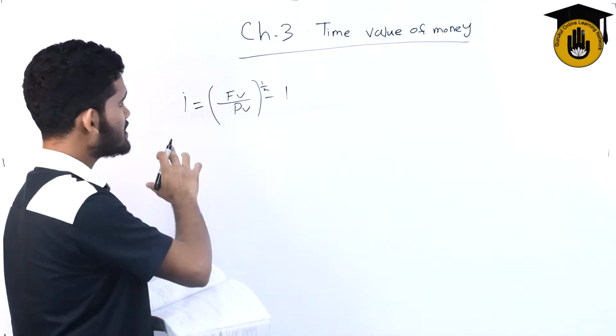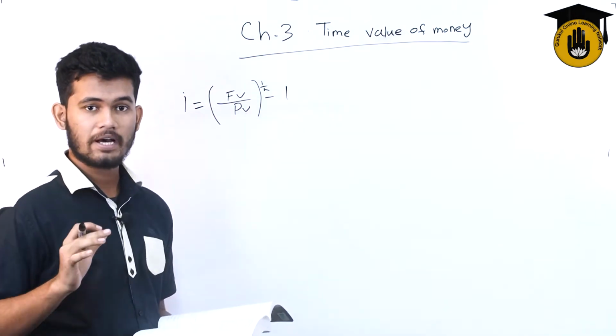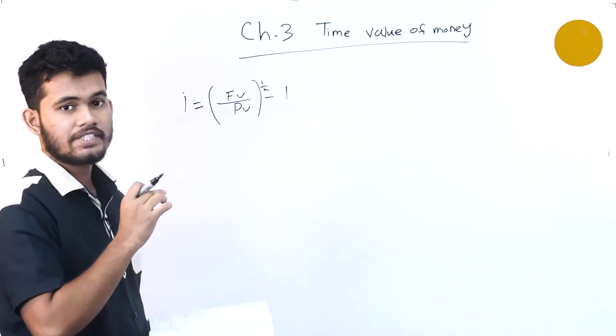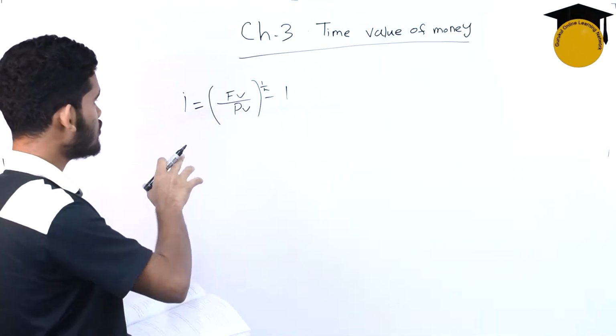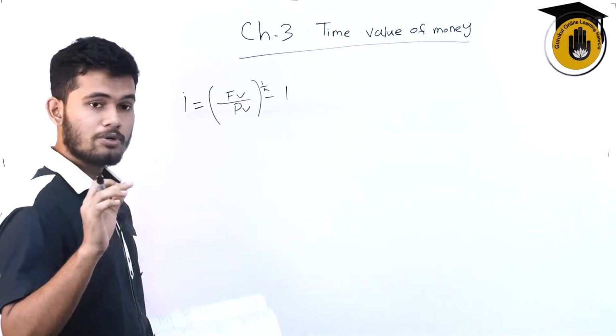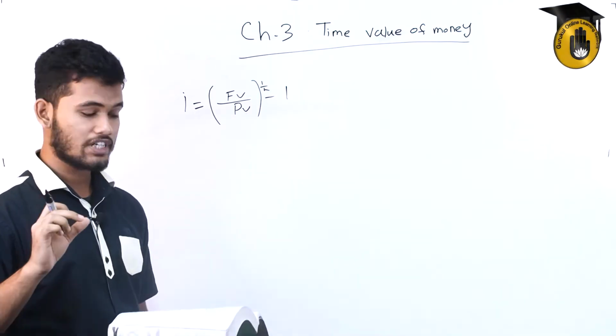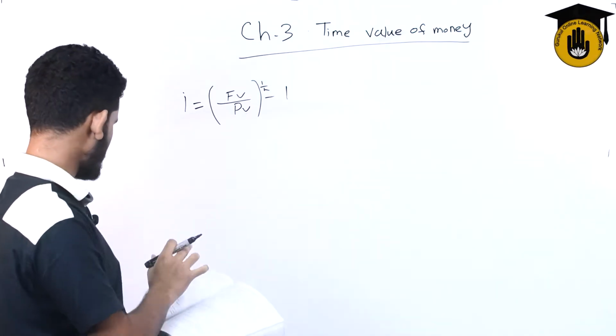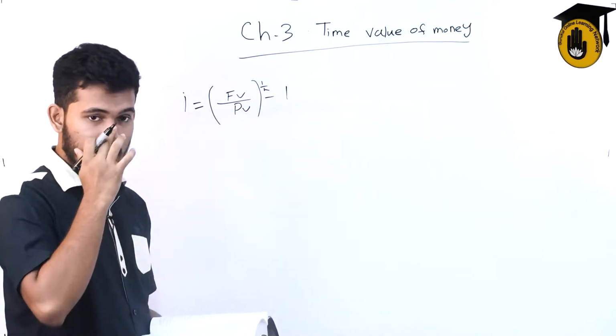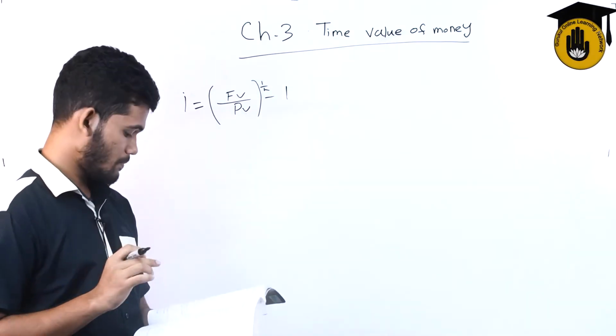So it's I is equal to (FV divided by PV) to the power 1 divided by N, minus 1. As we know, FV stands for future value, PV for present value, and N for the number of years. So this is the basic formula of interest rate computation. Let's take a look at an example.